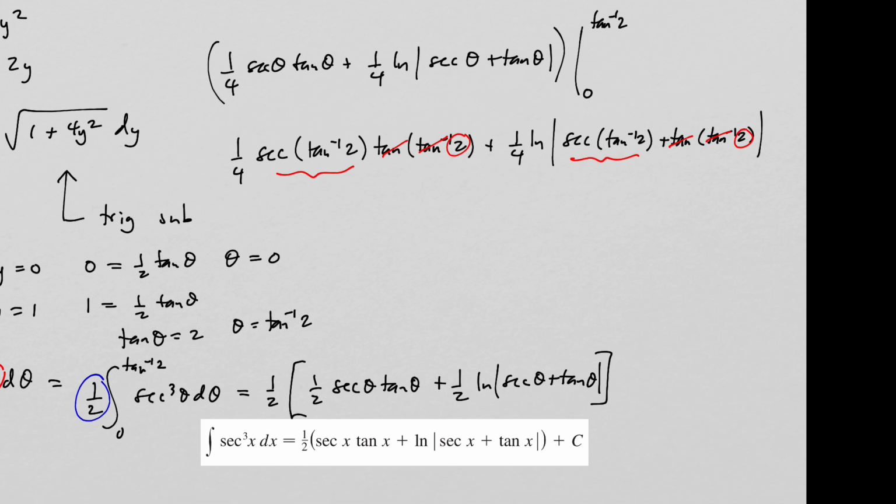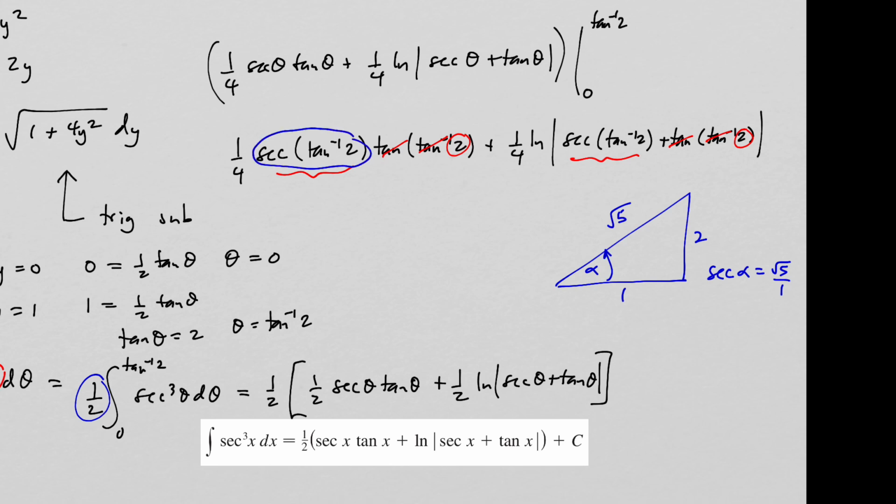To do that, you really need to draw a picture of a triangle. So let's suppose we have a triangle that has some angle alpha, and the tangent of that angle is 2, meaning that the opposite and adjacent sides would be 2 and 1 respectively. We can show that the hypotenuse here is the square root of 5. And now the secant of that same angle would be the square root of 5 over 1, which is the square root of 5. So this value right here is the square root of 5.